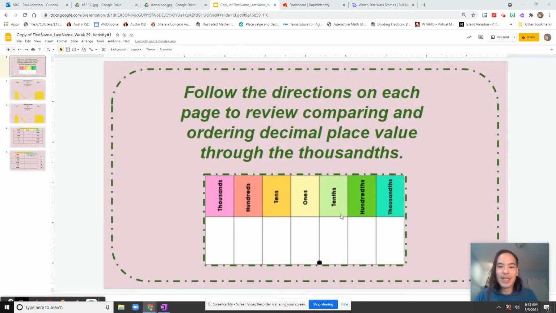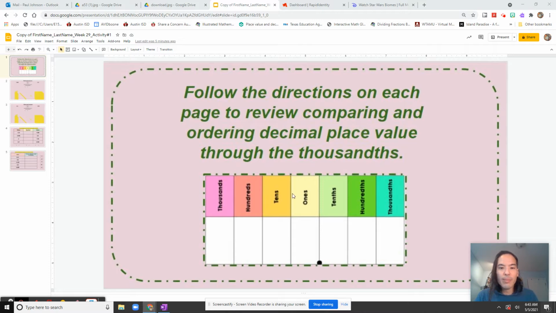Place value. All right, so place value. Here's your decimal point. Remember, your decimal point separates your whole numbers from your decimals. So ones, tens, hundreds, thousands. And then when we go to the decimal side, tenths, which is 1/10 of one, hundredths, which is 1/100th of one, and thousandths, which is 1/1000th of one.